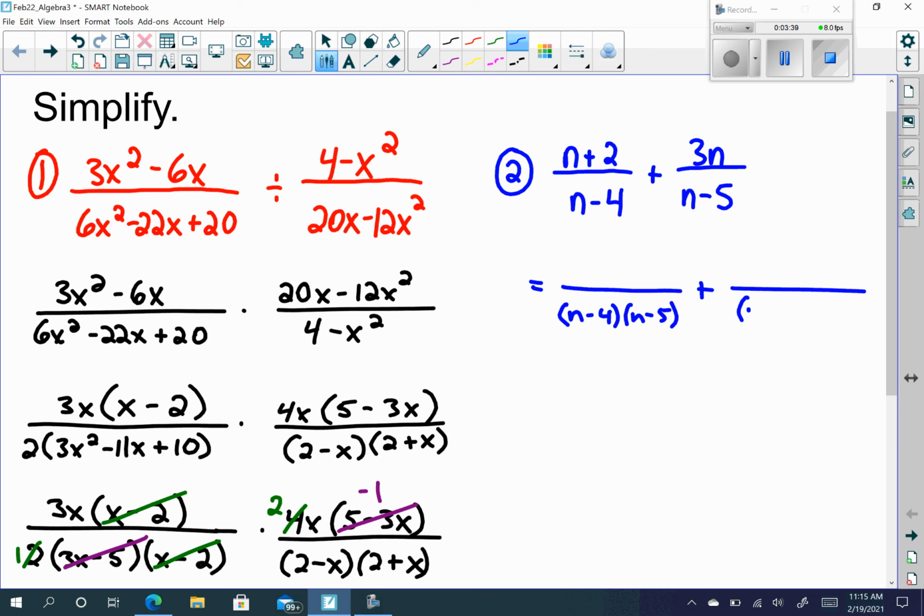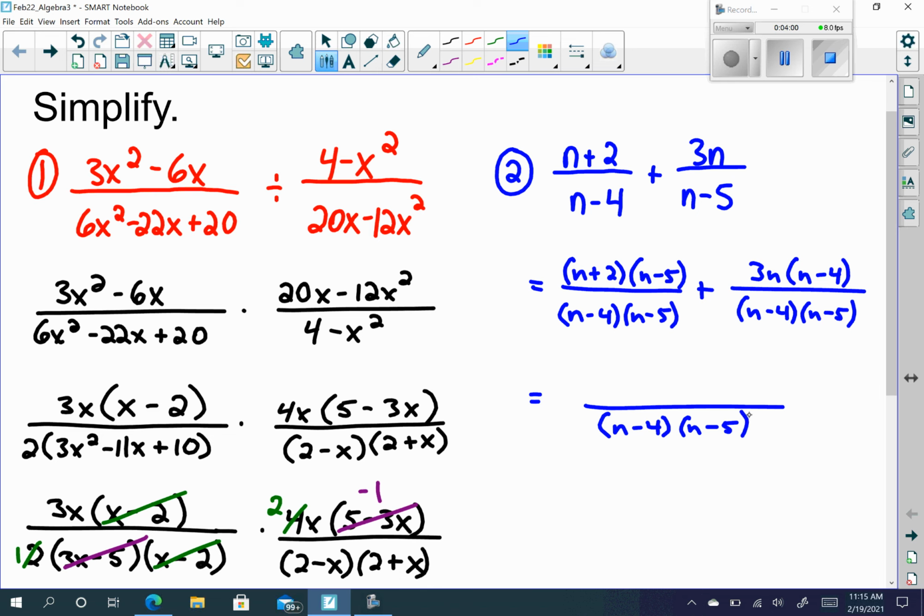I'm going to go back and adjust the numerator, so the n plus 2 needs to get multiplied by the n minus 5, and then the 3n needs to get multiplied by the n minus 4. I do not cross out. Remember, my goal is to make one fraction. I only clear denominators when it's an equation.